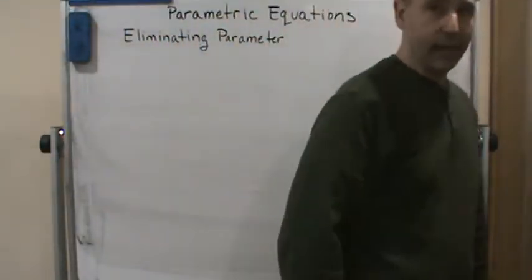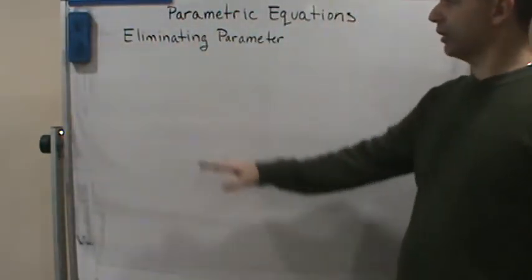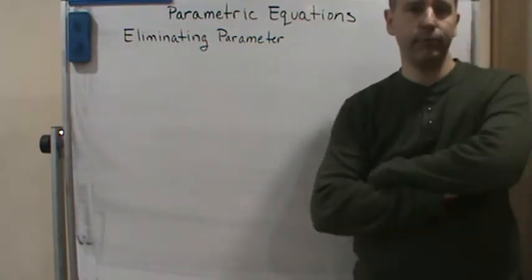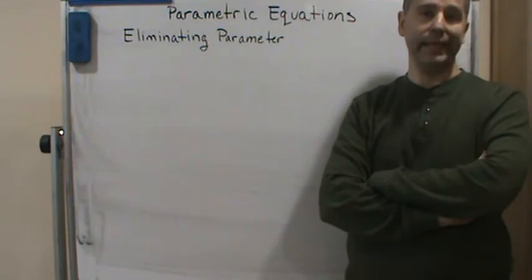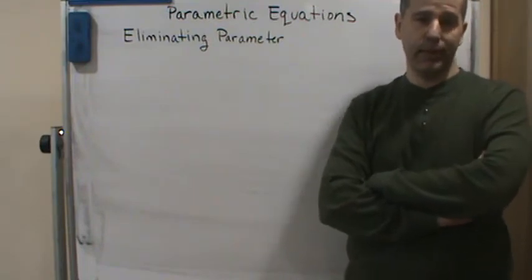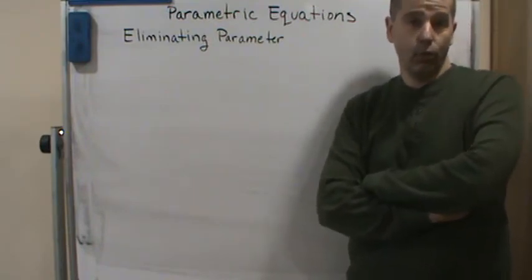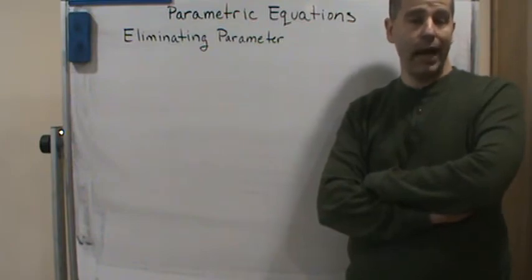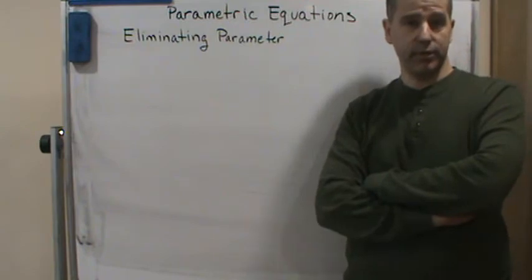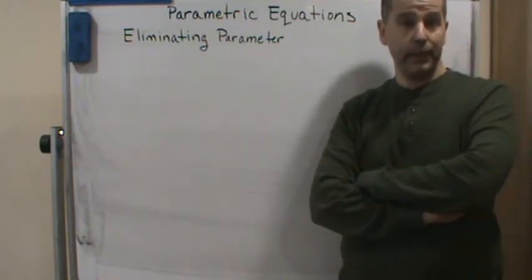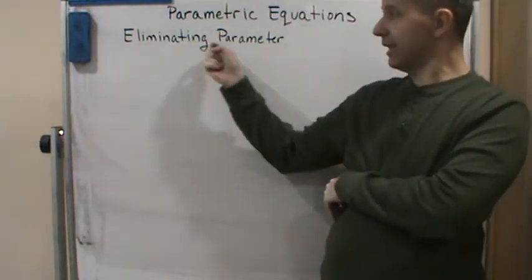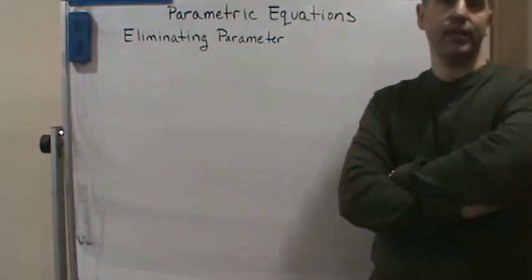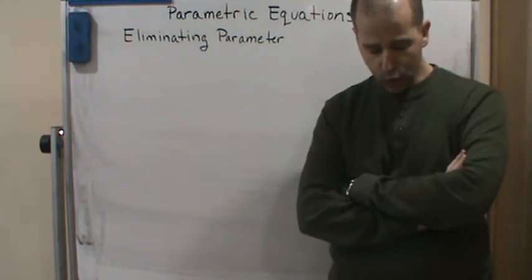Okay, welcome back. We're now going to talk about eliminating the parameter from the parametric equation. So we're going to go the other direction. In many situations, it may be easier to graph a curve if we're just dealing with two variables instead of three. So in those situations, we may want to eliminate the parameter to make it easier to sketch the curve or to draw the curve.